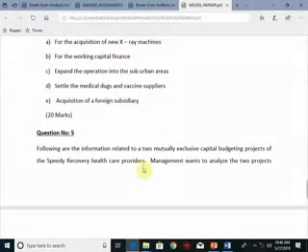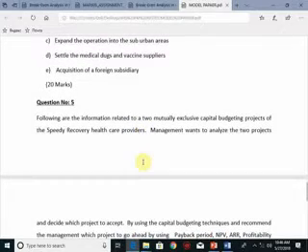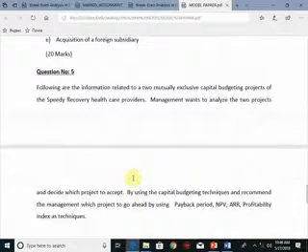Look at this question number 5. Following is the information related to two mutually exclusive capital budgeting projects of Speedy Recovery Healthcare Providers. Mutually exclusive means what? Out of the two projects, you have funds only to accept one. You don't have funds to accept all the projects. Out of two, you can go for one.